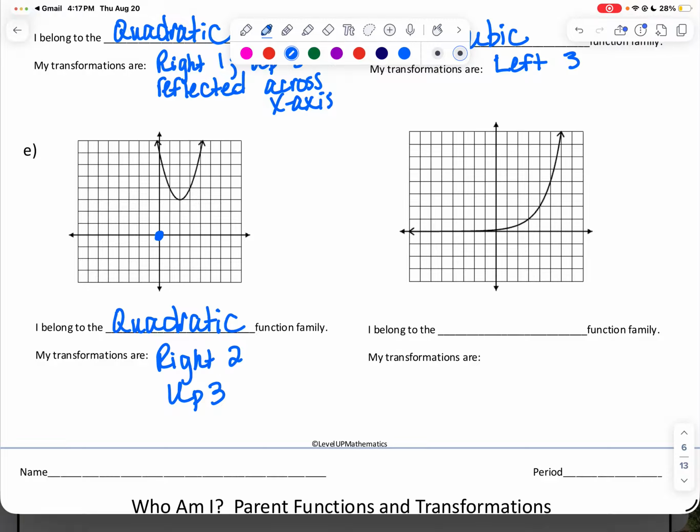All right. Next function. Try this problem on your own. When you're ready to check your answer, press play. All right, welcome back. This graph belongs to the exponential family, and for the exponential family, the parent passes through 0, 1. So this function has been moved 1, 2, 3 to the right. So the transformation is right 3 units. And that concludes today's lesson, parent graphs and their transformations.